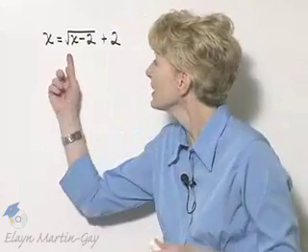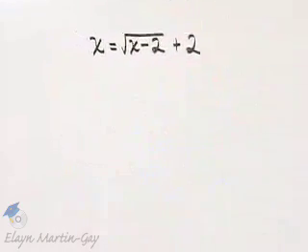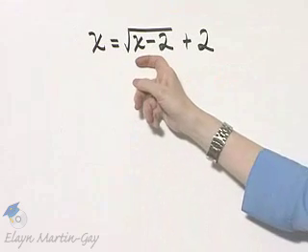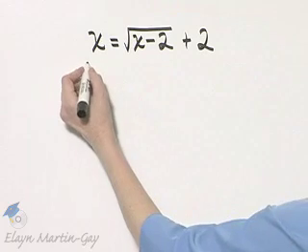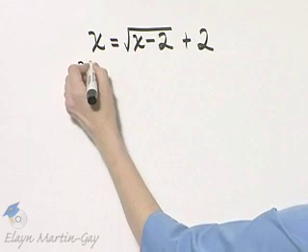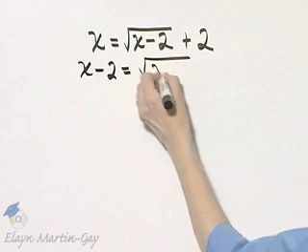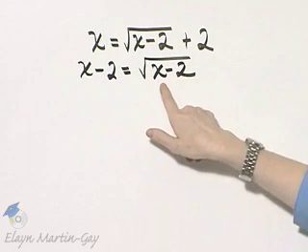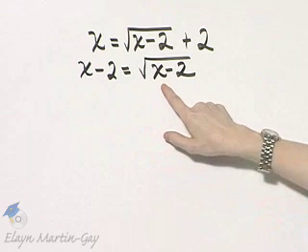So let's look at our equation. x equals the square root of x minus 2, plus 2. Don't forget what I mentioned. If possible, isolate a radical. We will isolate this radical. So I'll subtract 2 from both sides, and that's x minus 2 is equal to the square root of x minus 2.